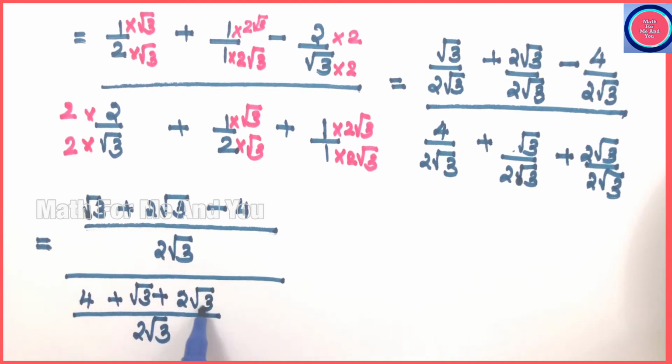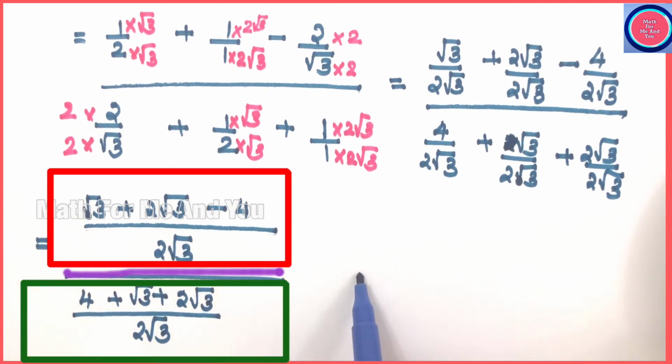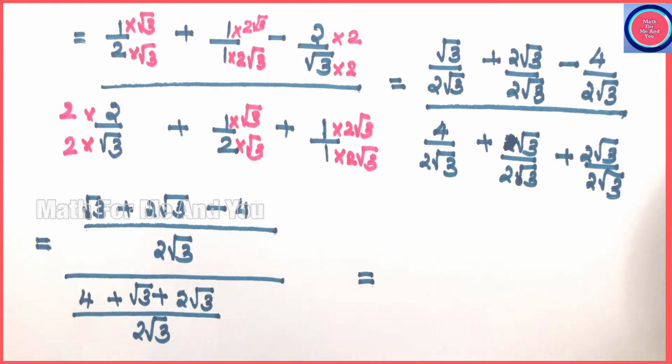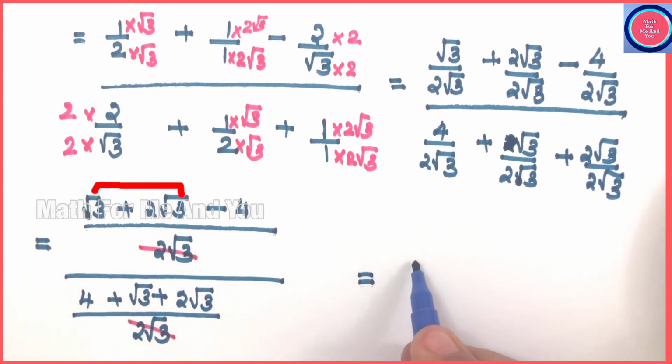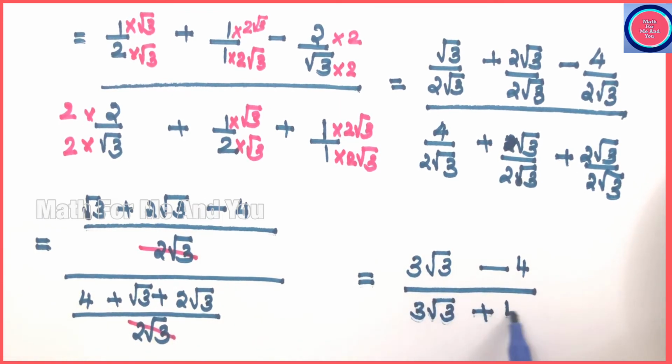See the two fractions, the first fraction over the second fraction with the same denominator. Two fractions with the same denominator for division, we can cancel the denominators. 2 root 3 cancels with 2 root 3. Then what are we getting? Root 3 plus 2 root 3 minus 4. Root 3 means 1 root 3. 1 root 3 plus 2 root 3 is 3 root 3, then minus 4, divided by the denominator, also root 3 plus 2 root 3. How much? That also we can write, 1 root 3 plus 2 root 3 is 3 root 3 plus 4.